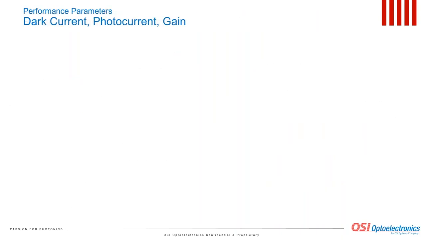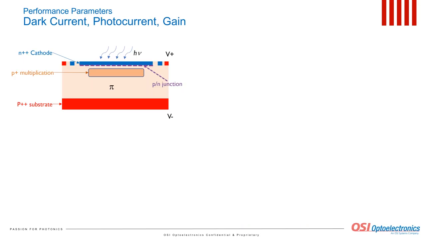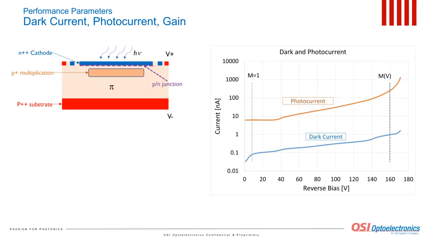Next, we'll discuss some of the most important performance parameters of APD. We will start with the APD gain. Consider as an example a silicon APD structure shown in the image. This is a front illuminated APD with a buried avalanche layer, and the dark and light current voltage characteristics are shown in the graph to the right.